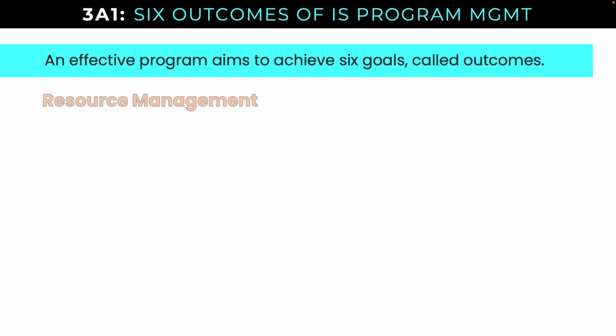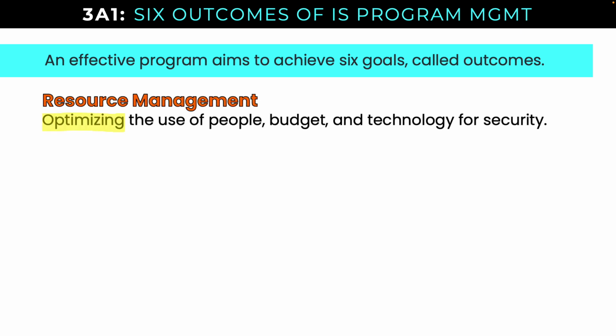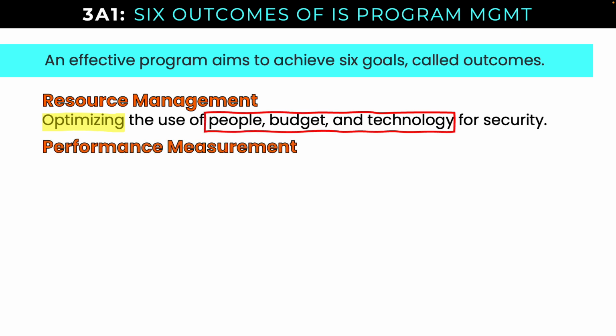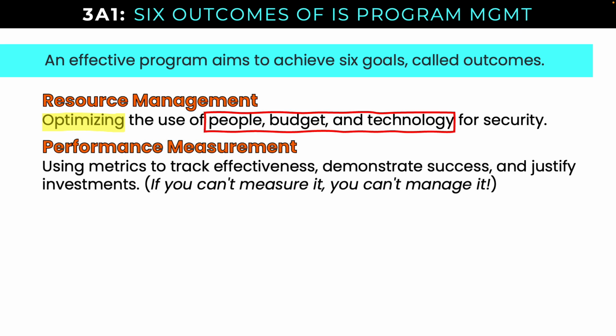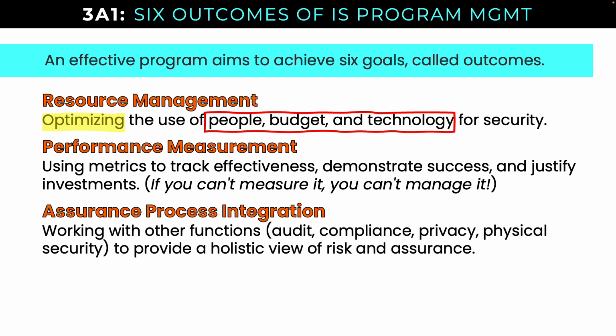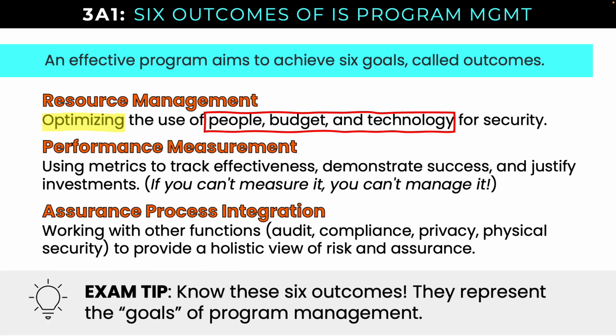So the other 3 outcomes. Resource management, basically optimizing the use of people, budget, and technology for security. Performance measurement, so using metrics to track effectiveness, demonstrate success of the program, and justify investment. Remember, if you can't measure it, you can't manage it. Our metrics have to be measurable, they have to be relevant, and preferably actionable. Assurance process integration, so working with other functions like audit, compliance, privacy, and physical security to provide a holistic view of risk and assurance. But for the exam, you should know these 6 outcomes because they represent the goals of program management.